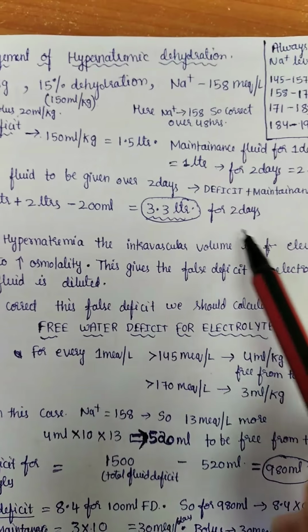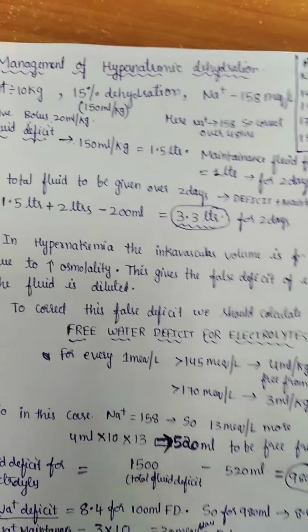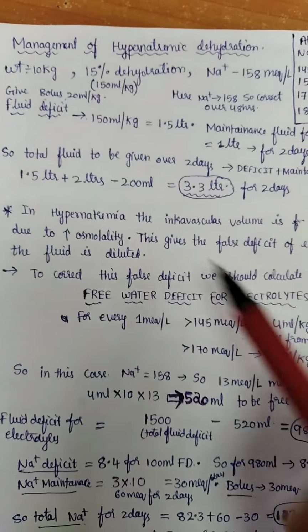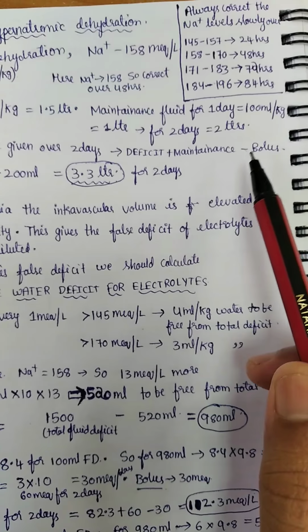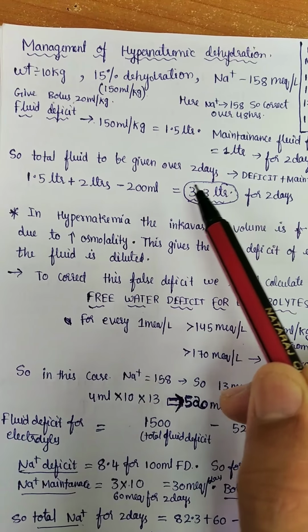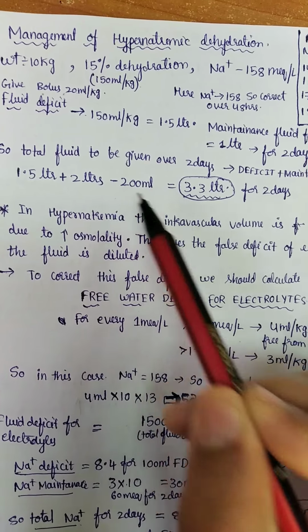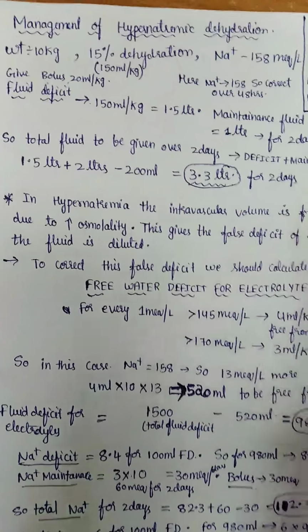Total sodium should be corrected over 2 days, so we should take the total fluid required for 2 days. We calculated maintenance for 2 days. So the total fluid to be replaced is deficit plus maintenance for 2 days minus bolus, which is 3.3 liters.